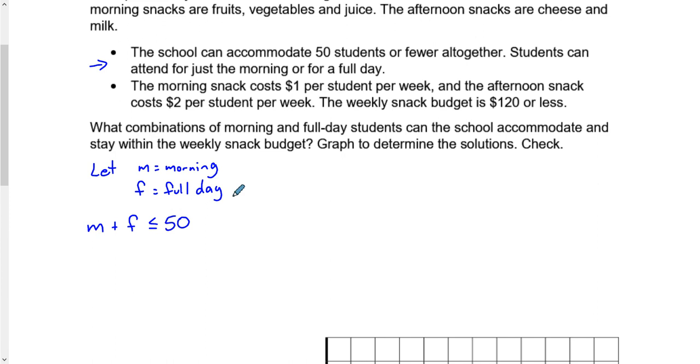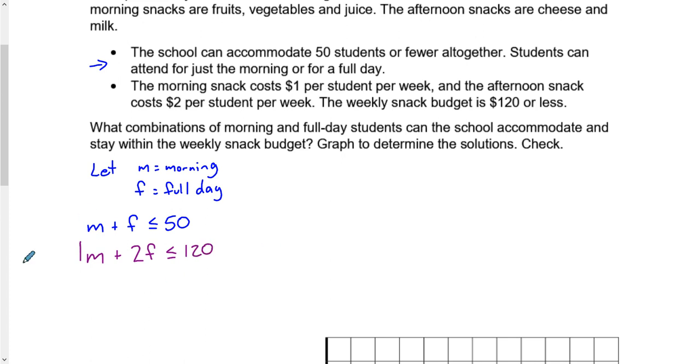I'm actually going to just change the color on the next one just to make it more colorful. The morning snack costs $1 per student per week, and the afternoons cost $2 per student per week. That does not mean this. For every morning student, it would be $1, for every afternoon student, and the budget is less than or equal to 120.